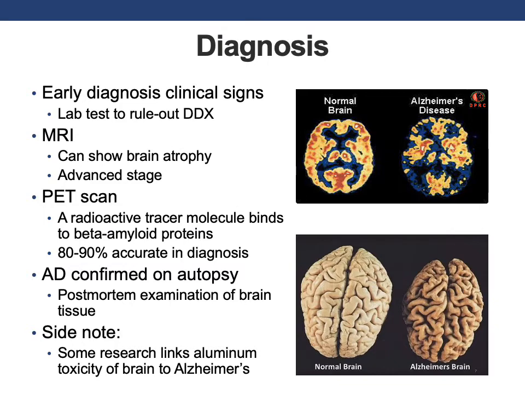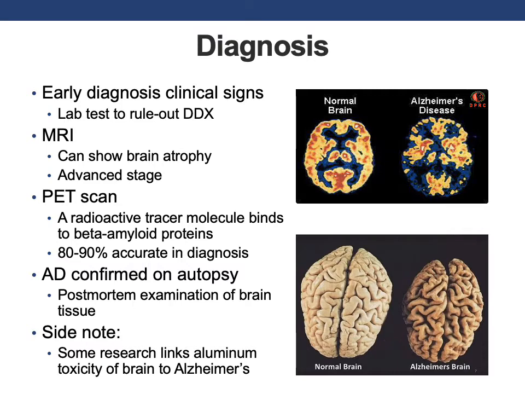PET scans, positron emission tomography scans, use radioactive tracer molecules that bind to beta amyloid proteins. This exam is useful in diagnosing early Alzheimer's. However, for this diagnosis to be accurate, the patient must be exhibiting early clinical signs of Alzheimer's at the same time. PET scans have an 80 to 90% accuracy in diagnosis in individuals with advanced Alzheimer's.